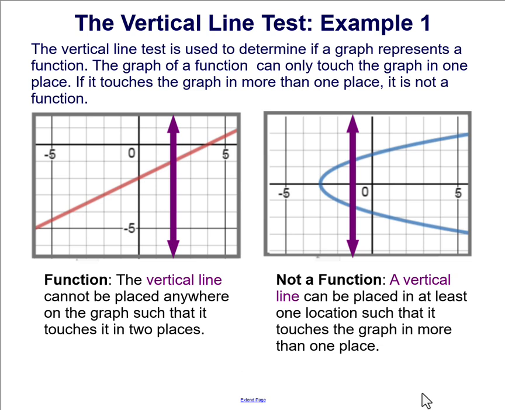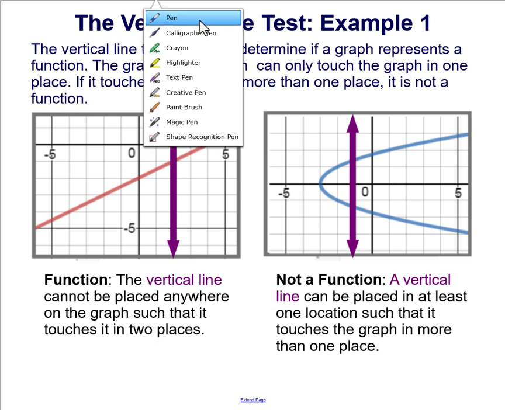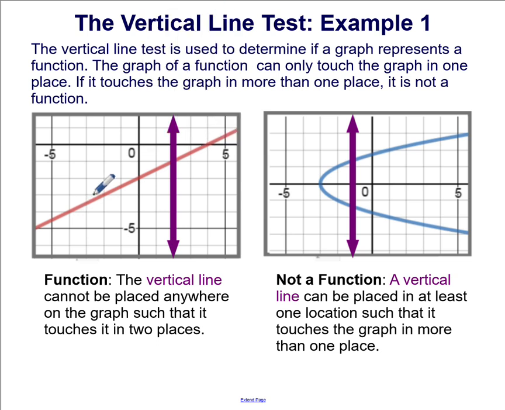Just for clarity, for both of these graphs, this red line is the graph of the function, and this blue line is the graph of the relation. The purple line represents the line we're using for the vertical line test. So on the left, this is a function. The vertical line cannot be placed anywhere on the graph such that it touches in two places.